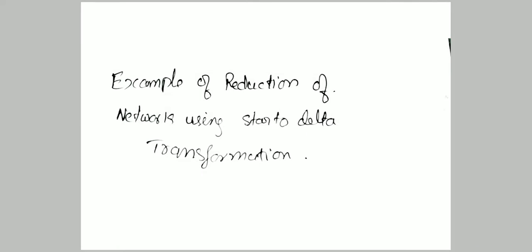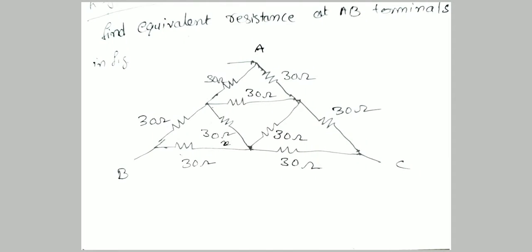Today we are studying how to reduce a given network using star to delta transformation. The question is: find the equivalent resistance at AB terminals as shown in the figure. Here we can observe that no two resistances are connected directly in series or in parallel, so that we can add them. For that reason we have to go for star to delta transformation.